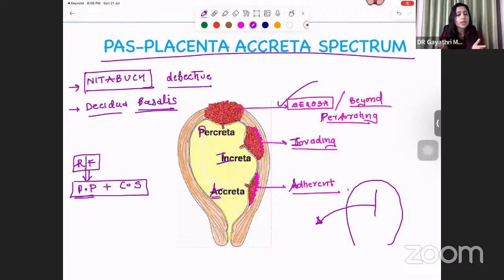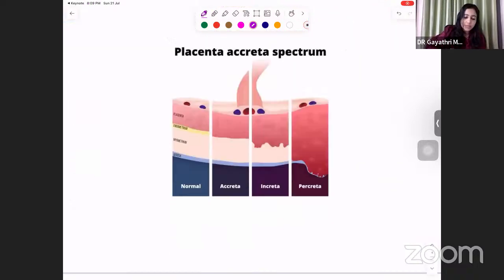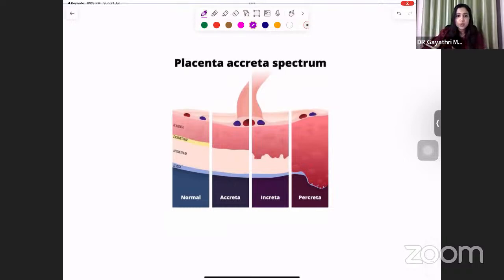So this is a very important topic. Placenta accreta spectrum, there are a lot of articles and questions coming on this topic. There have been frequent questions from this topic as well. So this is about your placenta accreta spectrum. This is a cross-sectional view which is showing the same thing. So again, what do you see?